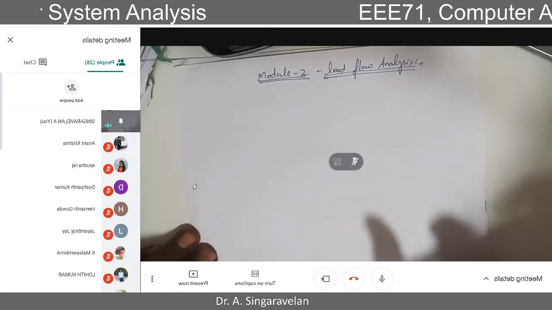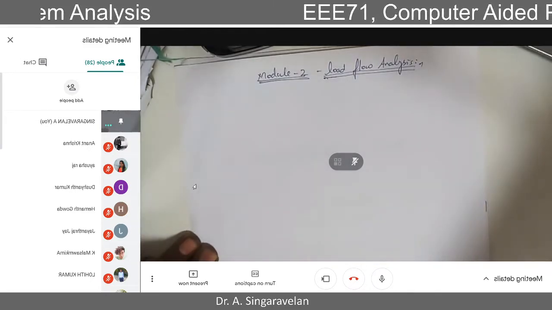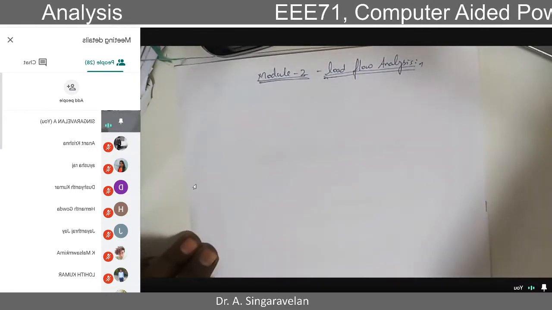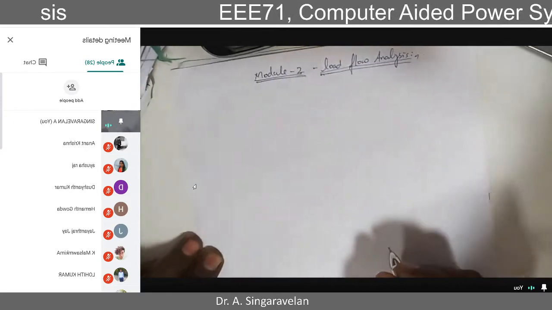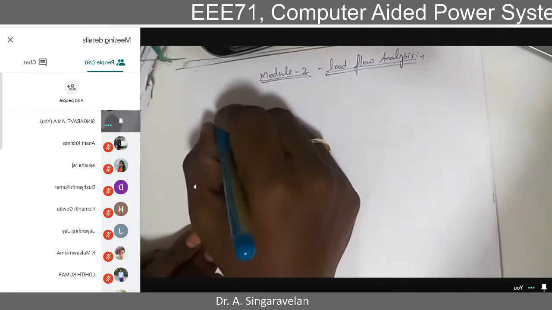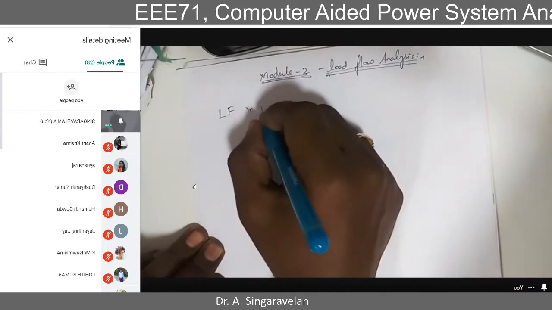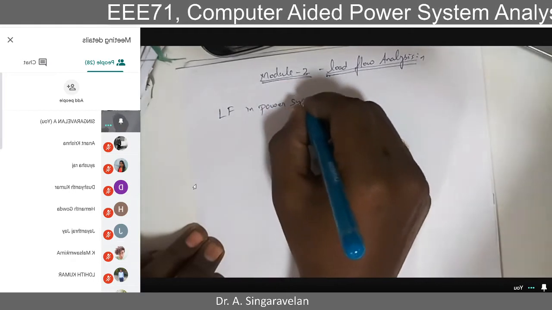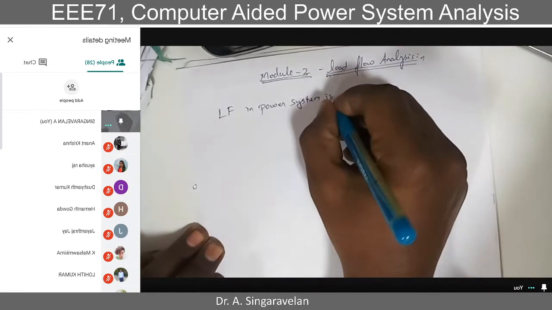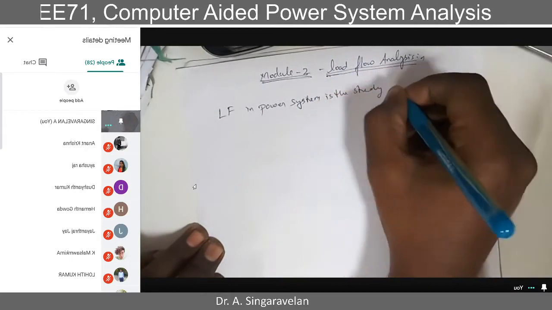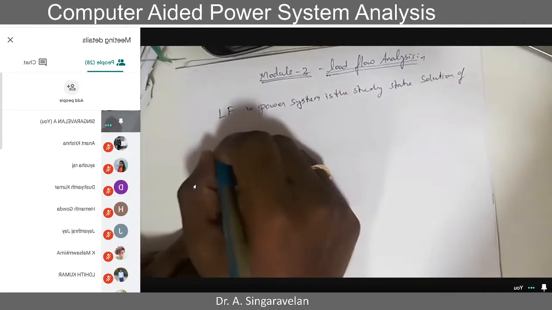Well, just an idea about load flow analysis. So, what is load flow and what are the things we can get from the load flow? Load flow study in power system is the steady state solution of all the power system networks. So, the first point you want to understand is this: LF means load flow studies in power system is the steady state solution of the power system network.